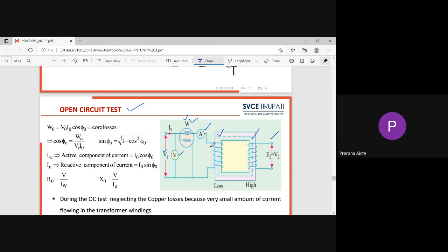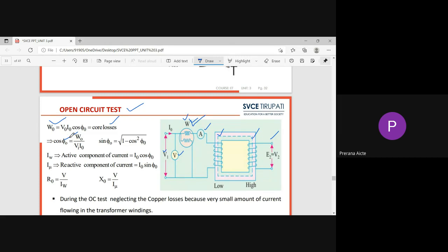By conducting this open circuit test, whatever power is drawn from the supply under no load condition is read by the wattmeter, and that is given as only the core losses of the transformer. This is the equation: W0 = V0 I0 cos φ0, which equals the core losses. If you want to find the no load angle, cos φ0 = W0 / (V1 I0), and φ0 is the cos inverse of that value.